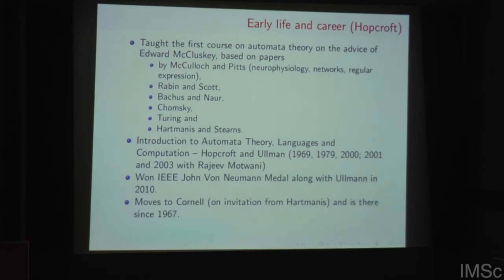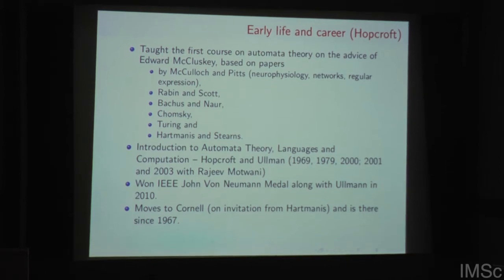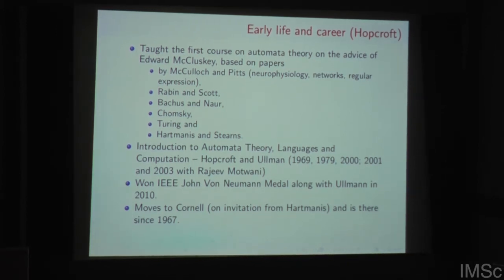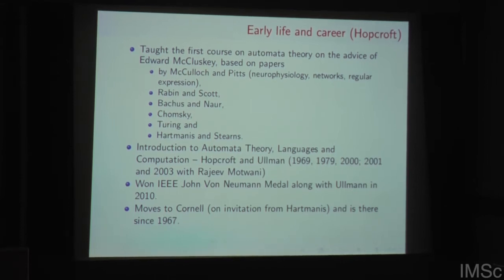And during the course of running these lectures, he also had some seminar series where he invited Hartmanis, and Hartmanis was looking for people to develop computer science at Cornell, and he was asking, are there good PhD students? And Hopcroft says, what about me? Can I come? And so Hartmanis invites him, so he moves to Cornell and has been there since 1967.